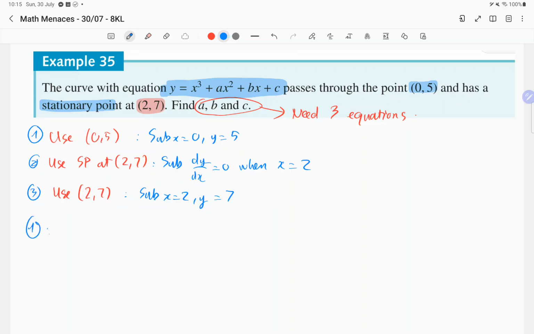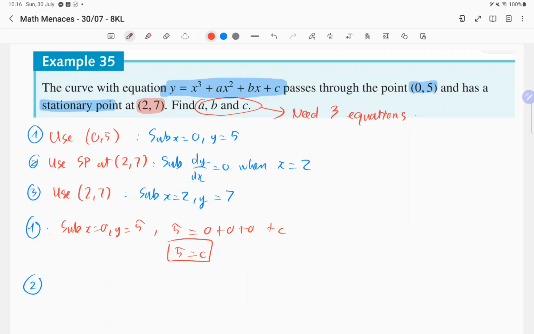Using step 1, you would sub x equals to 0, y equals to 5. Then you get 5 equals to 0 plus 0 plus 0 plus c. So then you get 5 equals to c straight away. Okay, so that's step 1.